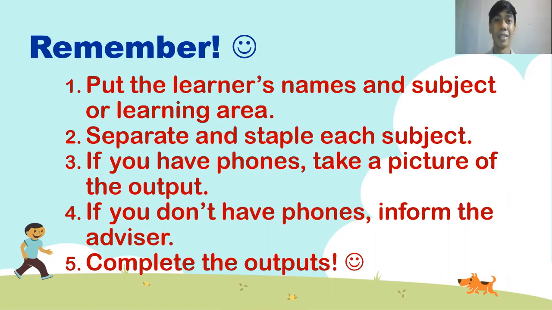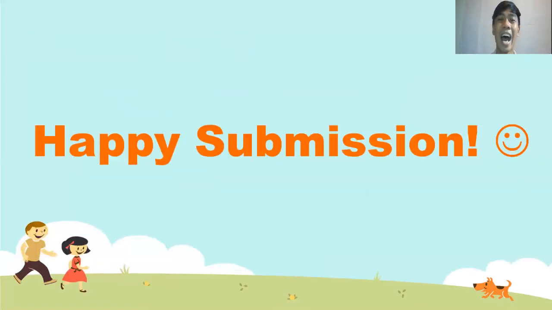Always remember, number one, put the learner's names and subject or learning area. Number two, separate and staple each subject. Number three, if you have phones, take a picture of the output. Number four, if you don't have phones, inform the advisor. And number five, complete the outputs.